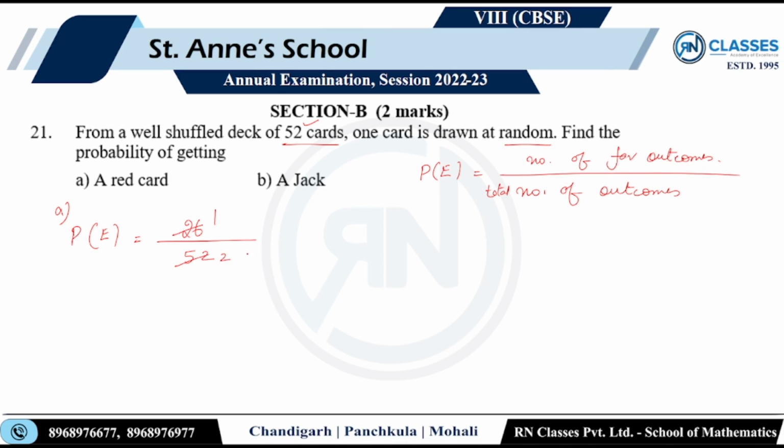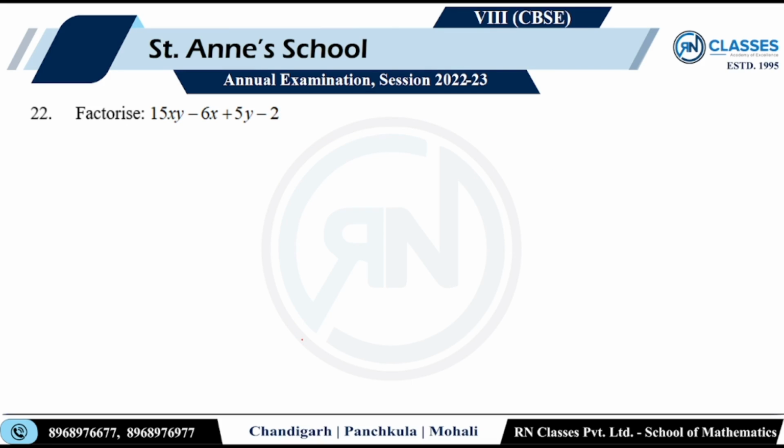26 ones are 26, 26 twos are 1 by 2. Now part B: the probability of getting a jack. Total number of possible outcomes is 52. Jack, one of spades, one of clubs, one of diamonds, and one of hearts, right? So 4. 4 ones are 4, 13 times. So this would become 1 by 13. That's simple. Next, 2 marks, let's grab them.